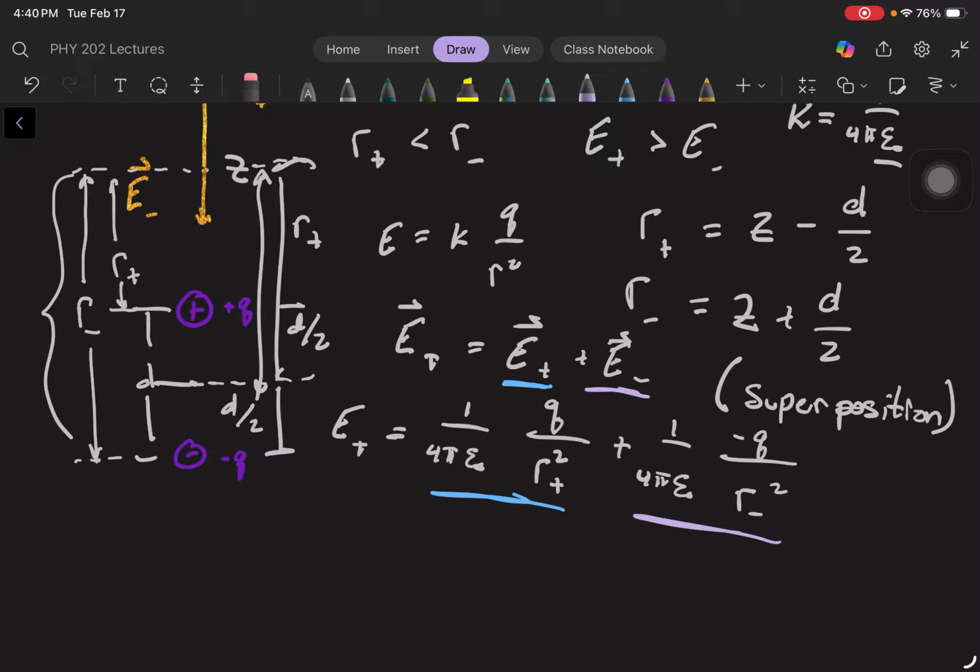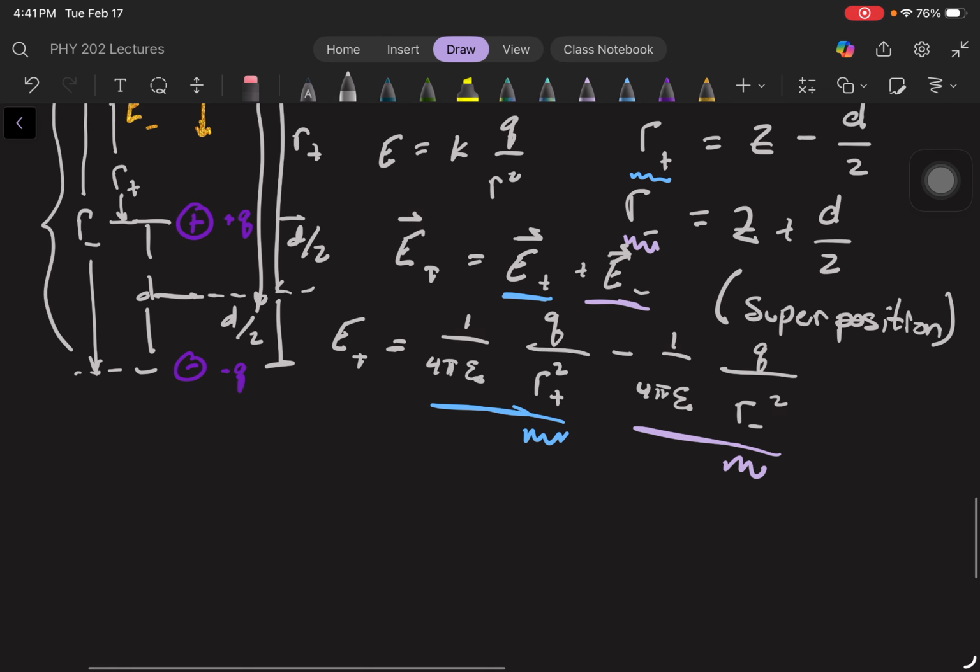And so what we're going to go ahead and do, just to clean things up a little bit, is put the minus sign there. Okay. And so we can go ahead and start plugging in our values for R plus and R minus. So we have R plus, R plus, R minus, R minus. And so we're going to go ahead and plug that all in.